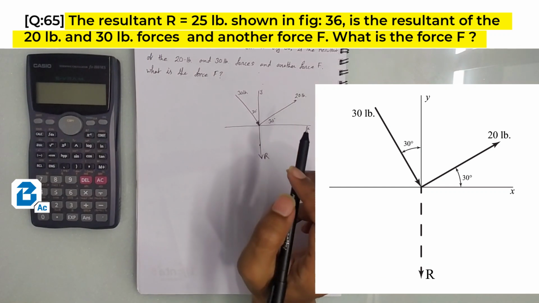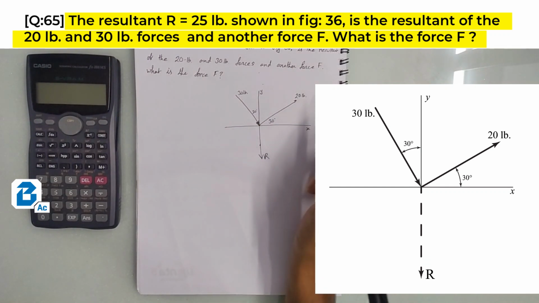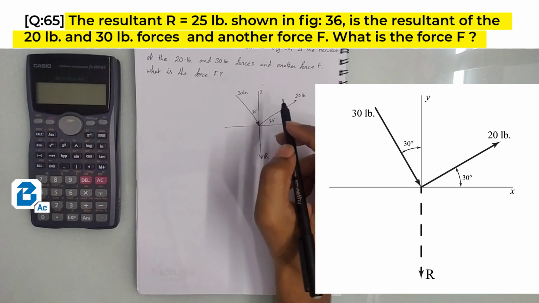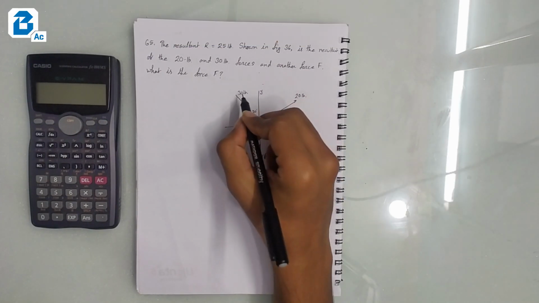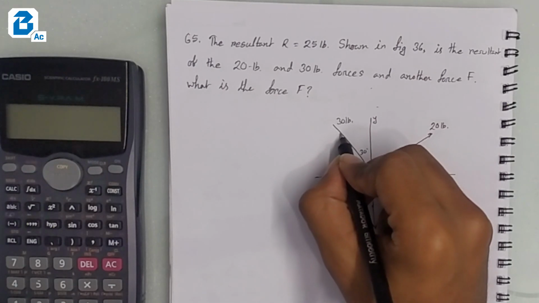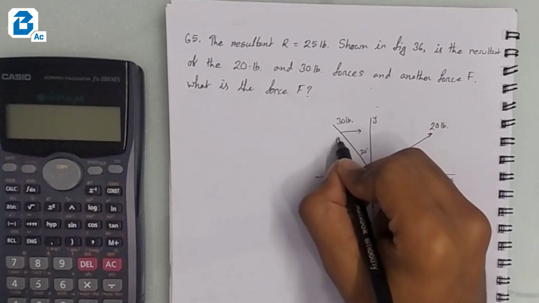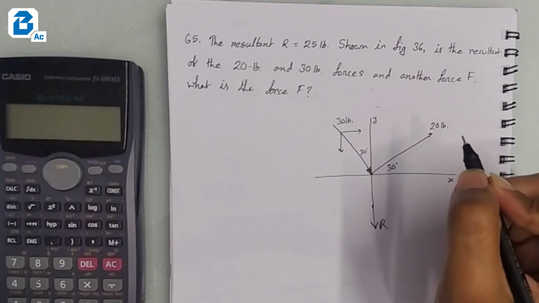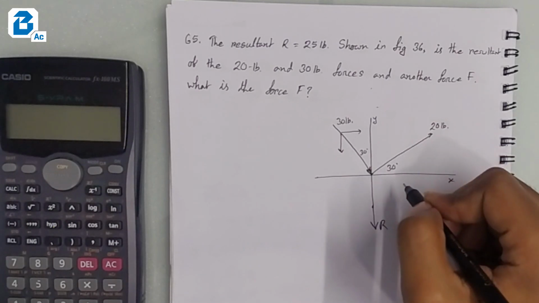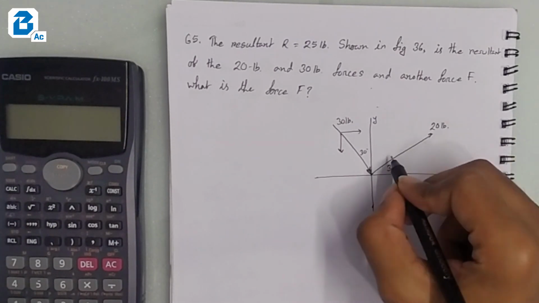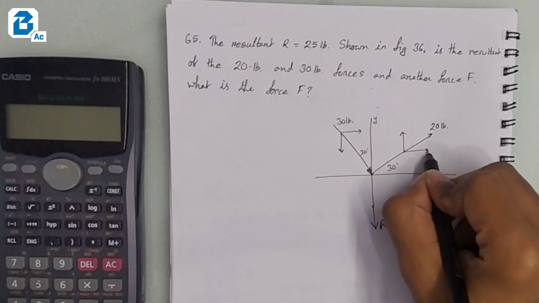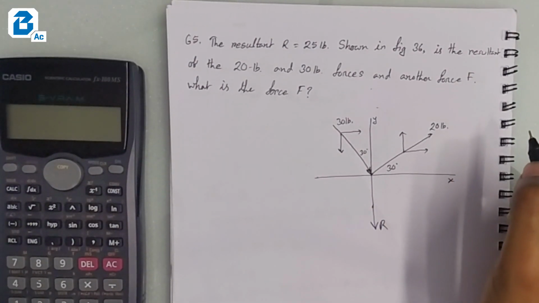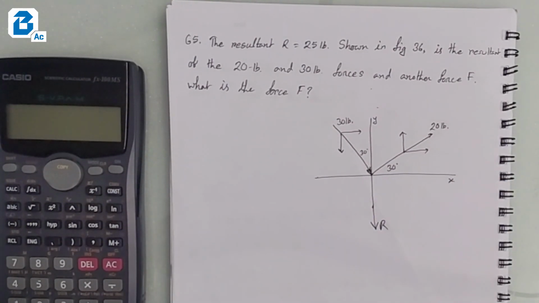So let's start with the separation of each force to the main axes. For the 30 pound we will get a horizontal portion and a vertical portion, and for the 20 pound we will get a vertical portion and also a horizontal portion. Now let's use the equilibrium system here.